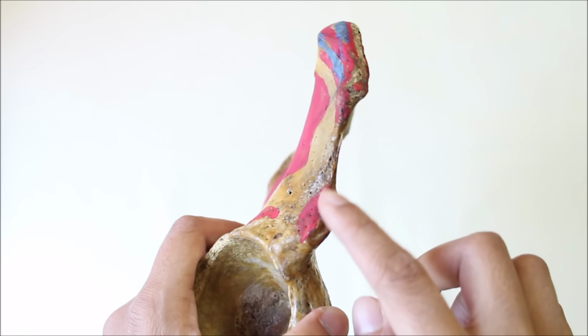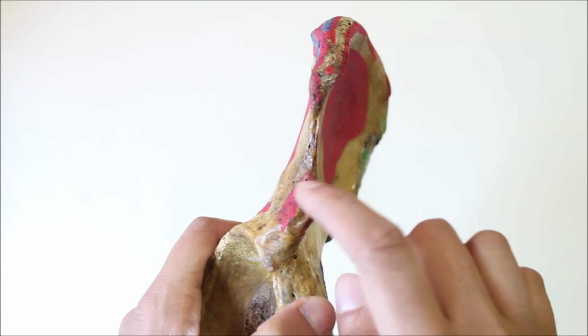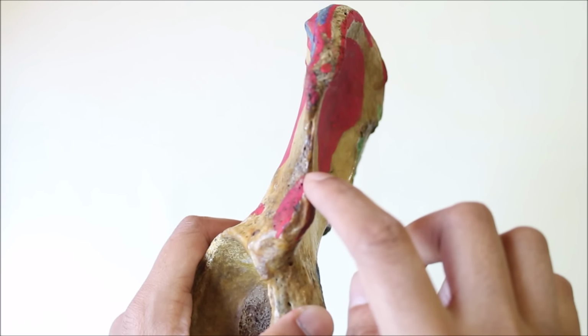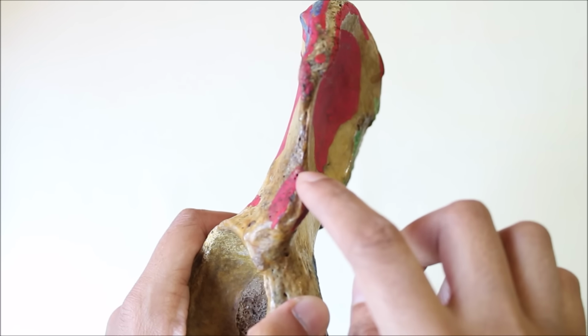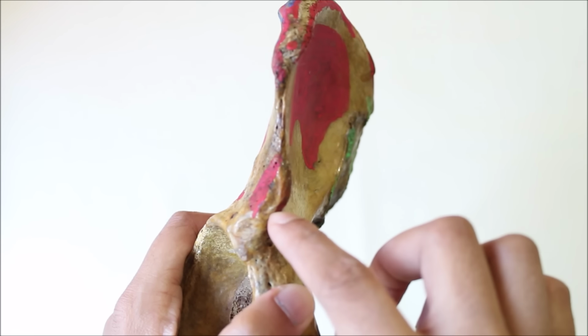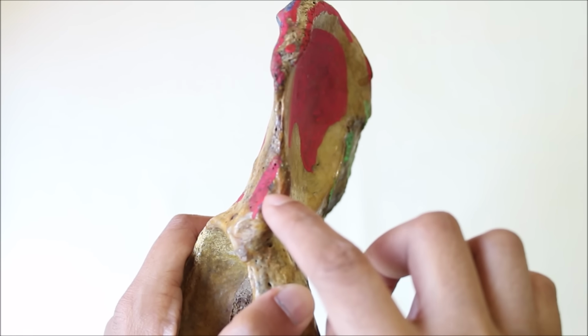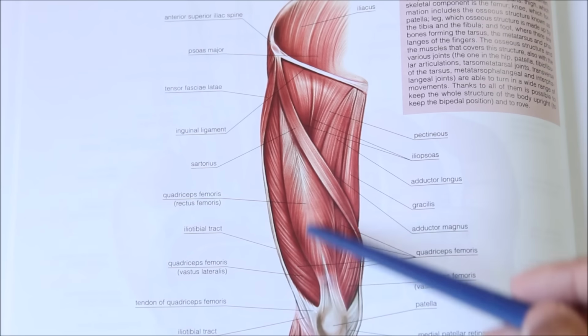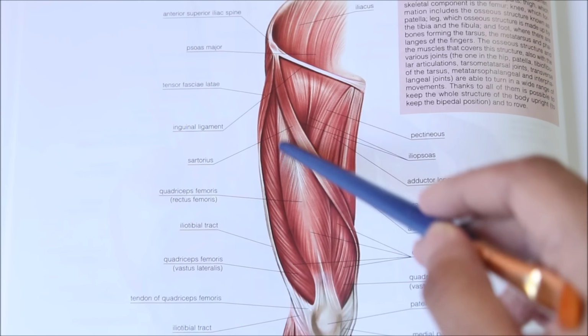Moving on to the anterior inferior iliac spine, the upper half of the spine gives origin to the straight head of the rectus femoris muscle. The lower half of this spine gives attachment to the iliofemoral ligament. This is the anterior view of the right lower limb. The muscle you see here is the rectus femoris muscle.